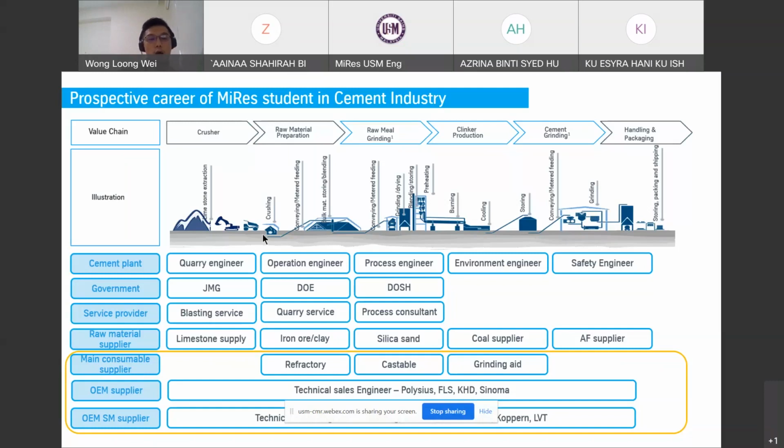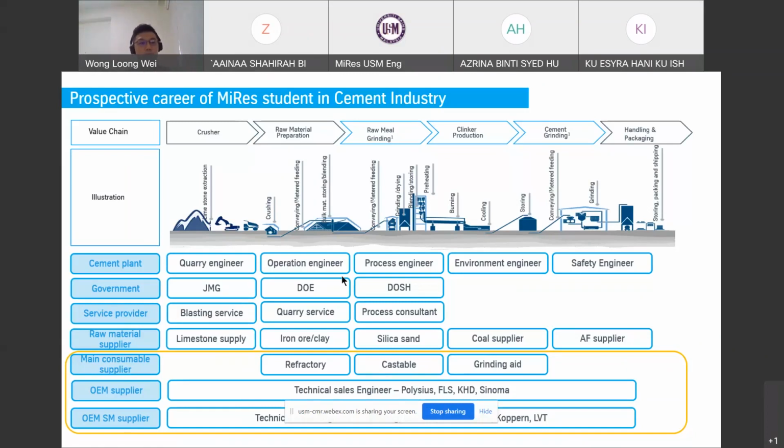So when you come to quarry, you need to deal a lot with the JMG, which is the Jabatan Mineral dan Galian. So our quarry engineers always work very closely with JMG, and a lot of our alumni or seniors are also working in the JMG. At the same time, you also have the prospect to further develop your career either in the DOE, Department of Environment, or the Department of Safety and Health, DOSH. These are the possible careers that you can develop after the cement plants.